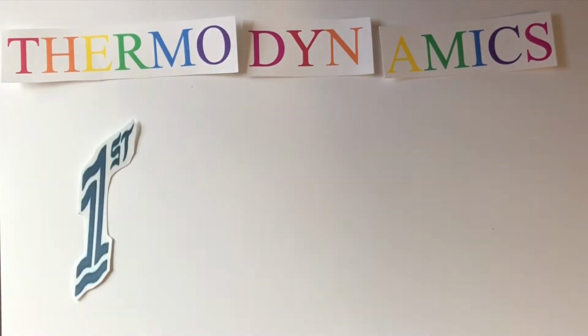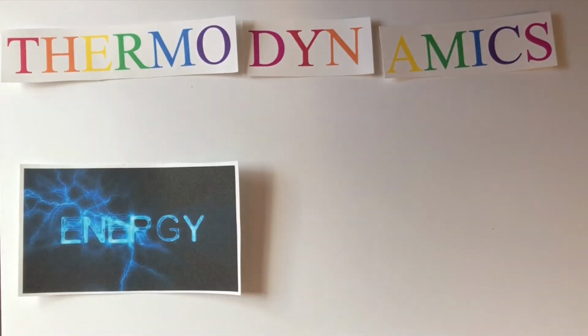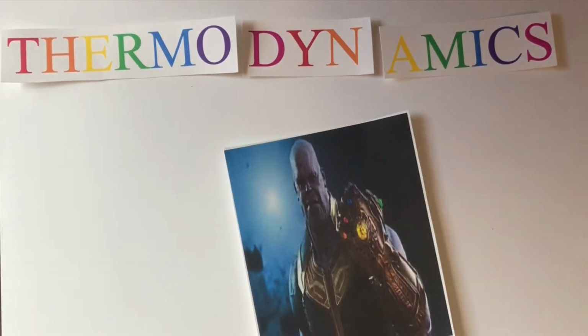Thermodynamics has a few laws. The first law of thermodynamics states that the change U in internal energy of a system equals the net heat transfer into the system minus the net work by the system. It also states that energy cannot be created or destroyed, only conserved.